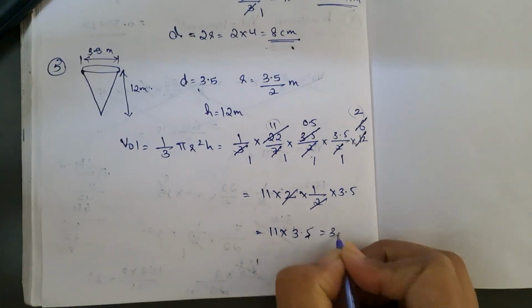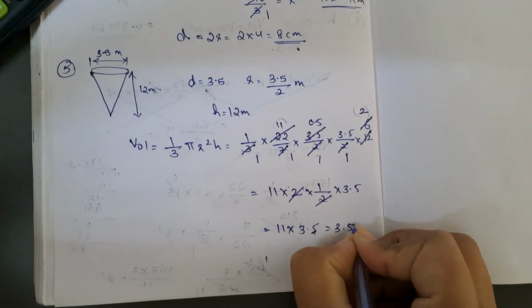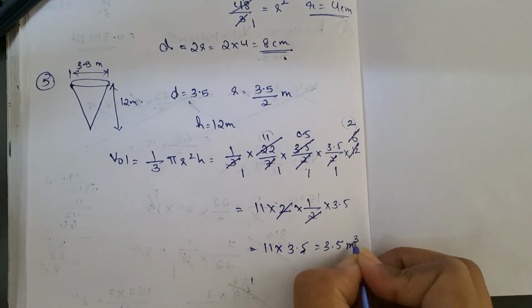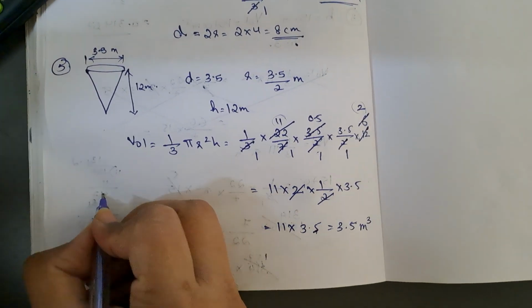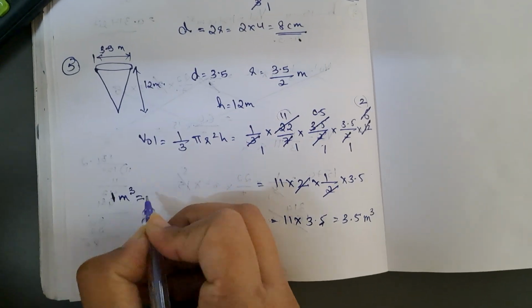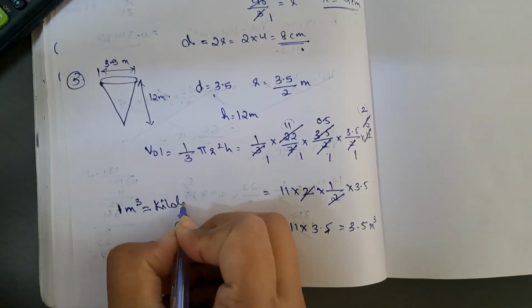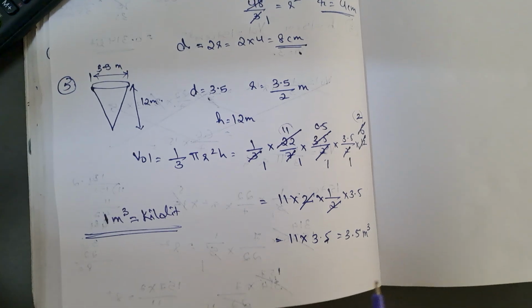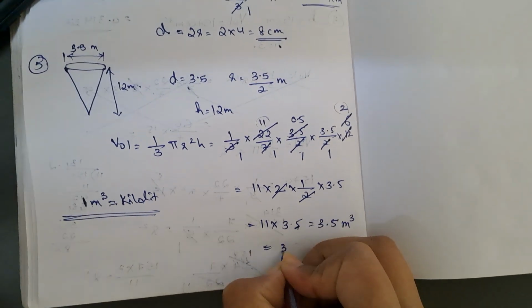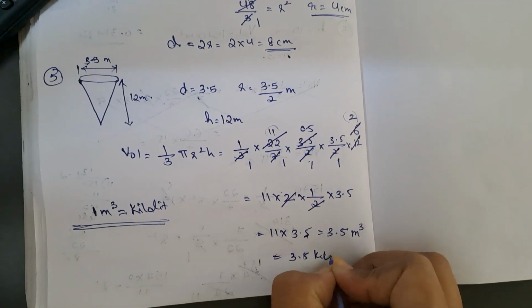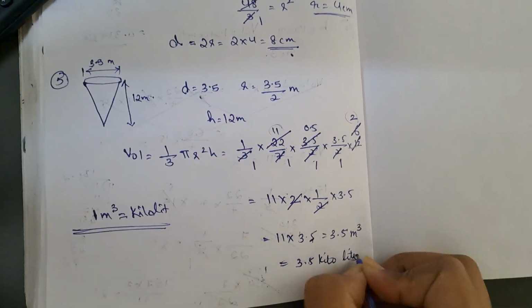So this is 38.5 meter cube. Now 1 meter cube is equal to 1 kiloliter. What is it equal to? It is equal to 1 kiloliter. So automatically this is 38.5 kiloliters is the answer for this one.